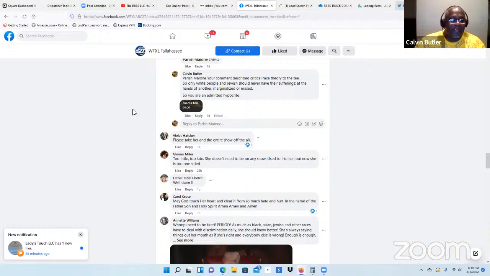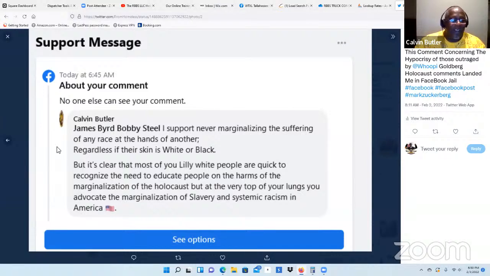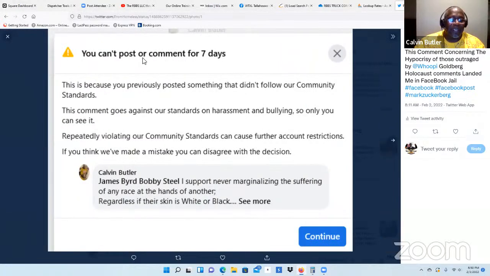So I came back with this, is what I said. First of all, this is what Facebook did. Facebook said, you can't post or comment for 7 days. Is this because you previously posted something that didn't follow our community standards? The comment goes against our standards on harassment and bullying, so only you can see it. Repeatedly violating our community standards can cause further account restrictions. If you think we've made a mistake, you can disagree with the decision. Now, here is what they said that I said that was harassing.